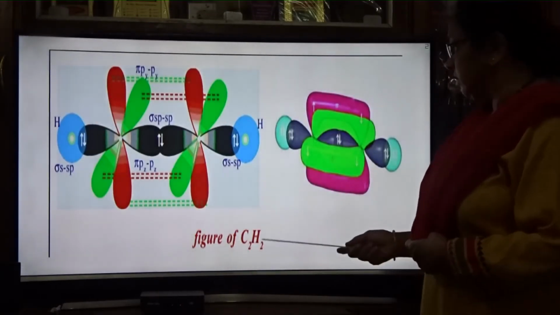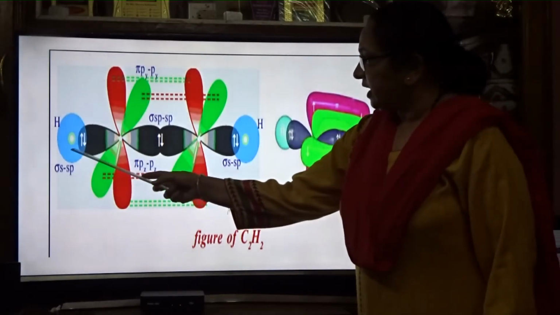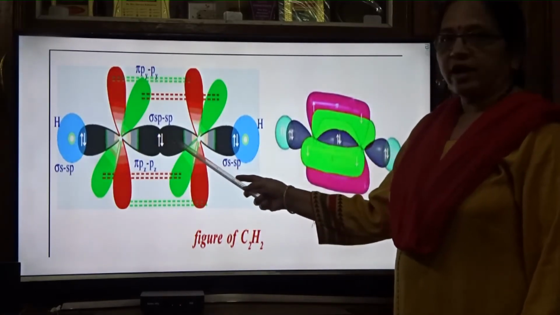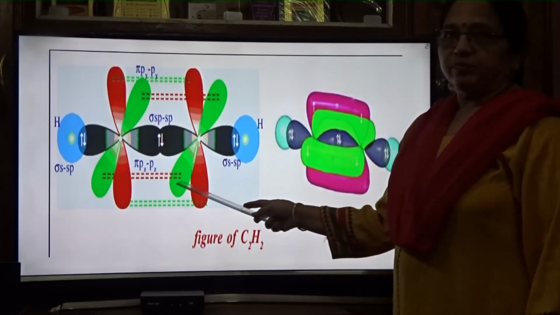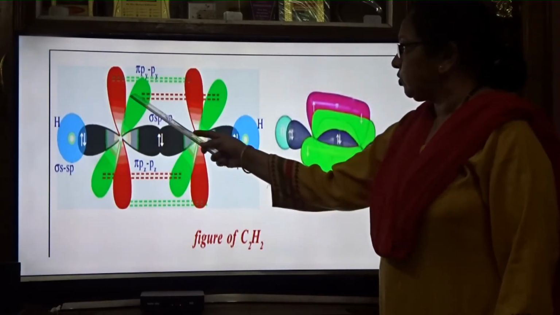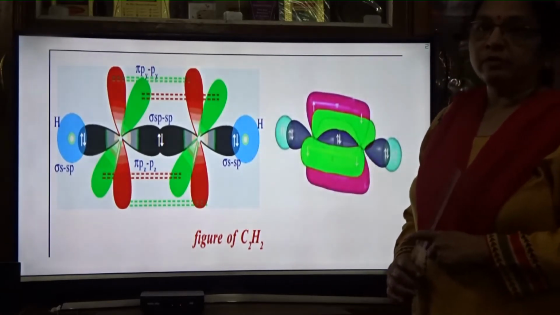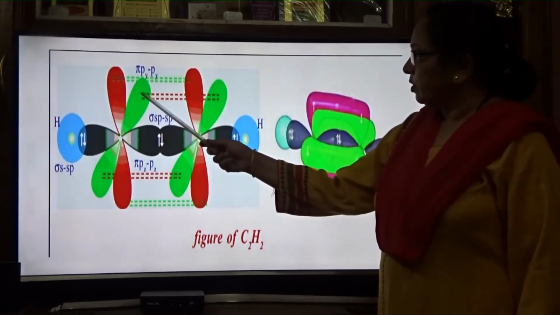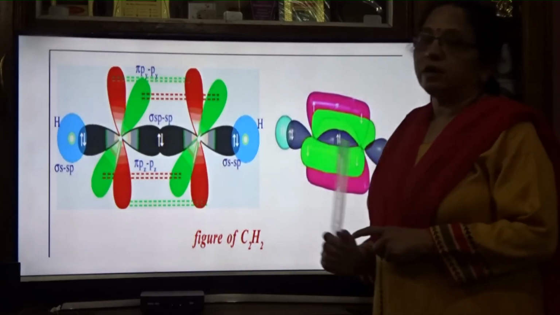In this figure we can see the formation of sigma bonds and pi bonds. sp-s sigma bonds, and the sp-sp overlap sigma bond. This is the 2py orbital in green, which forms a pi bond, and the red orbitals are 2pz, also a pi bond. So one sigma bond and 2 pi bonds are formed between the carbon atoms. Once more, the 2 pi bonds are formed by the 2py and 2pz unhybridized p orbitals.